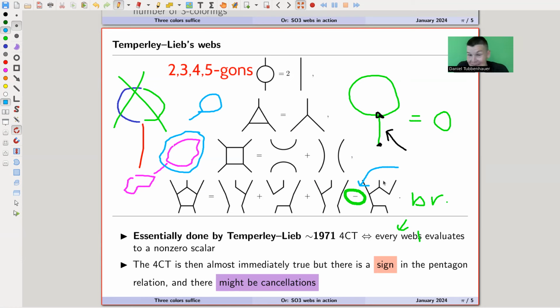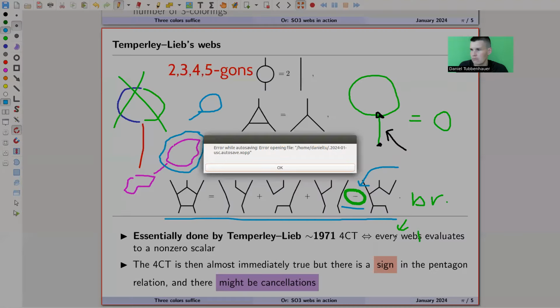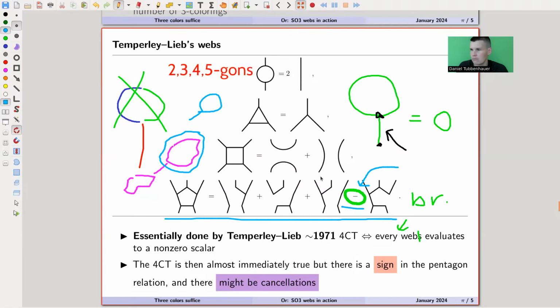But there is a sign, so there might be cancellations, and no matter how you write the final relation, the pentagon relation, there will be a sign. I hope it makes some sense. This is an almost proof, another almost proof of the 4-color theorem. The only bothering guy here is the sign in the pentagon relation. And to keep track of that sign is the whole task you need to do to prove the 4-color theorem from this approach.